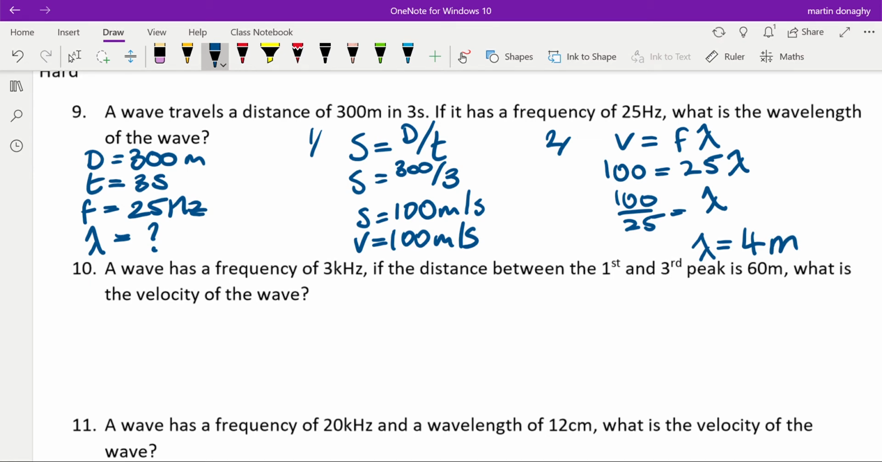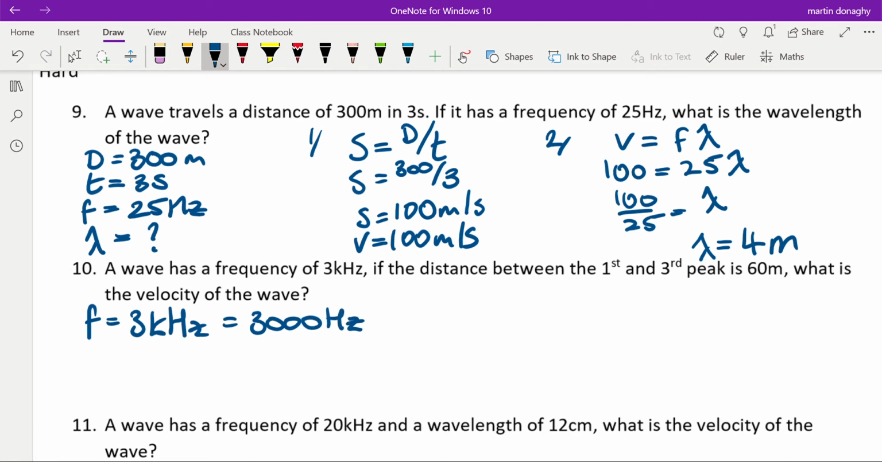Next one, a wave has a frequency of 3 kilohertz. Now we came across this in the normal questions. To get rid of the kilo, we multiply by 1000 because there's 1000 hertz in a kilohertz. So that means that multiplying by 1000 gives us that the frequency is 3000 hertz.